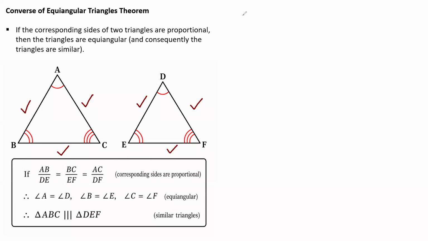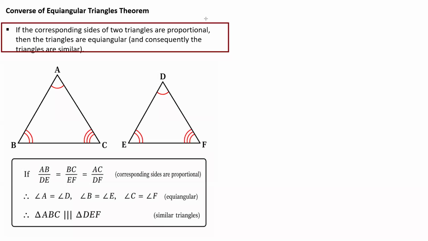If the corresponding sides of two triangles are proportional, then the triangles are equiangular, and again, they are similar. Say that again, the converse. If the corresponding sides of two triangles are proportional, then the triangles are equiangular, and consequently, they're similar. So in other words, if I'm able to show that the sides are in proportion, then it means the angles are equal. In other words, the converse is like the other way around.